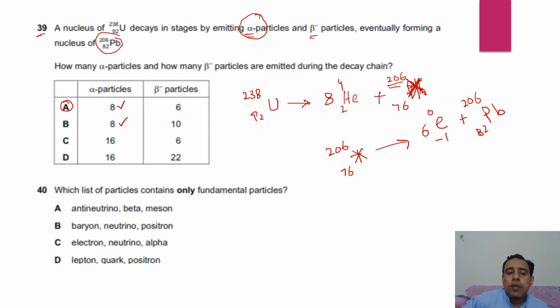For this last question, which list of particles contains only fundamental particles? Fundamental particles means the particles which are not made from other particles. Here option A is wrong because mesons are not fundamental. Mesons are made from 2 quarks, so it's wrong. Here the baryons are wrong, and alpha is not fundamental, so wrong. Here the leptons, yes. The basic particles, the quarks are basic, the positrons are basic. So option D is correct.